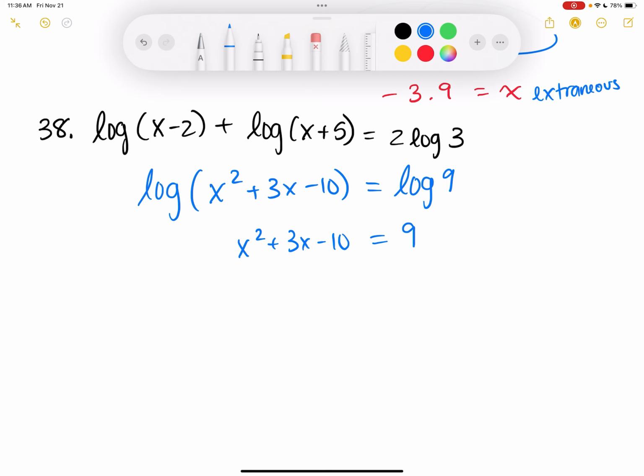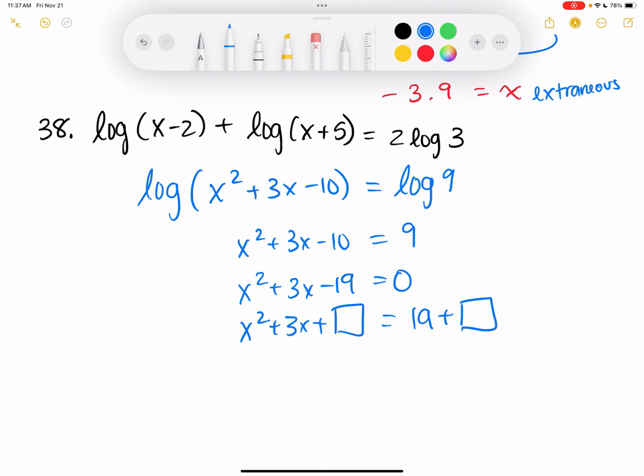So we set it equal to 0. So that's the first thing I would do, I would move this 9 over and get x squared plus 3x minus 19 equals 0. See if it's factorable. Are there factors of 19 that give you 3? No. So what I would do then is I would move the 19 over to the right and complete the square because, again, there's a 1 in front of here. So x squared plus 3x plus box equals 19 plus box. Half the middle term squared, well, that's 3 halves squared.